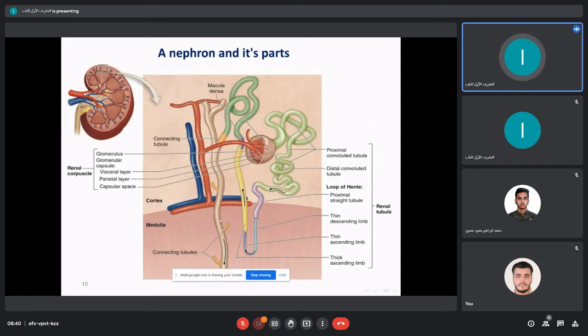The collecting tubules, this one and another one from another site, will join together to form a larger duct called the collecting duct. And then the collecting duct will converge at the tip of the renal pyramid, which is the renal papillae, delivering the urine into the minor calyx here. This is the renal papillae, the tip of the renal pyramid, and this is the minor calyces.